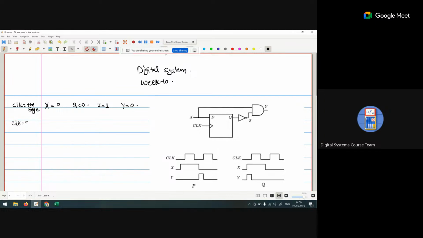And when the clock again has the positive edge, when X is 1, Q is 1, Z is 0, Y is again 0.